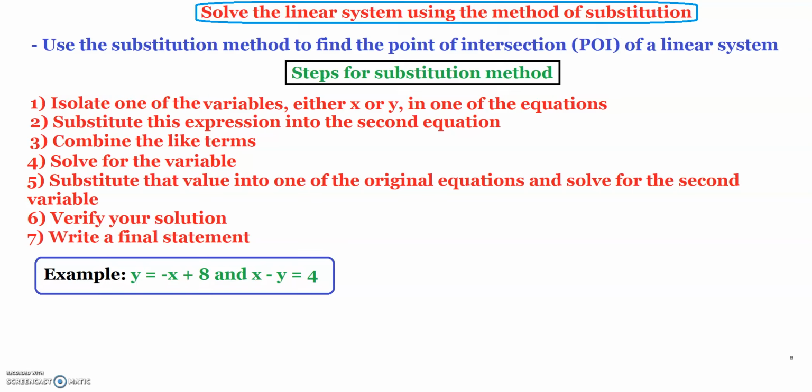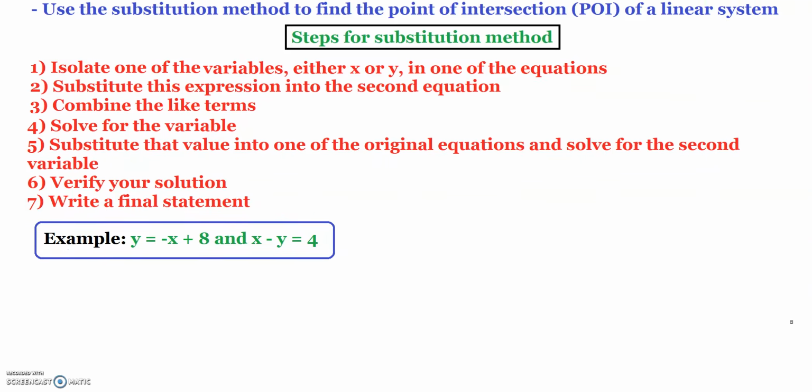The first step is isolate one of the variables, either x or y, in one of the equations. Substitute this expression into the second equation. Combine the like terms. Number 4 step is solve for the variable. Number 5 is substitute that value into one of the original equations and solve for the second variable. Number 6 is verify your solution, and at the end don't forget to write the final statement or the concluding statement or the therefore statement.